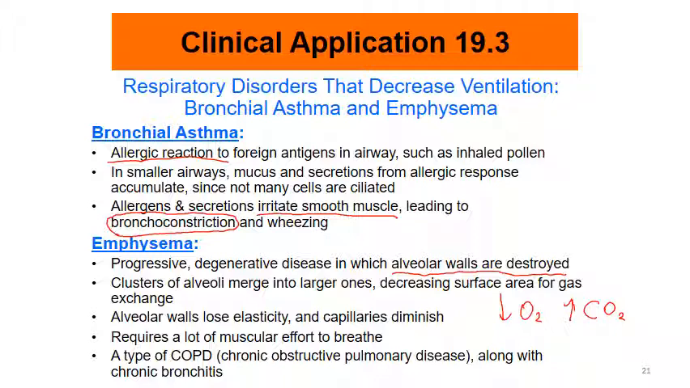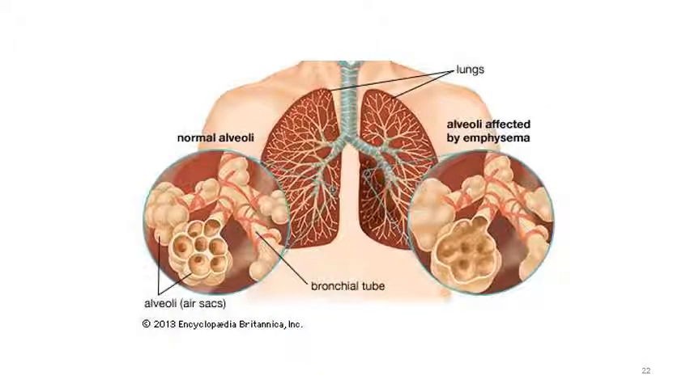Emphysema is a type of COPD. COPD refers to chronic obstructive pulmonary disease. COPD actually includes emphysema and chronic bronchitis. And here's a picture just showing normal alveoli versus people with emphysema.